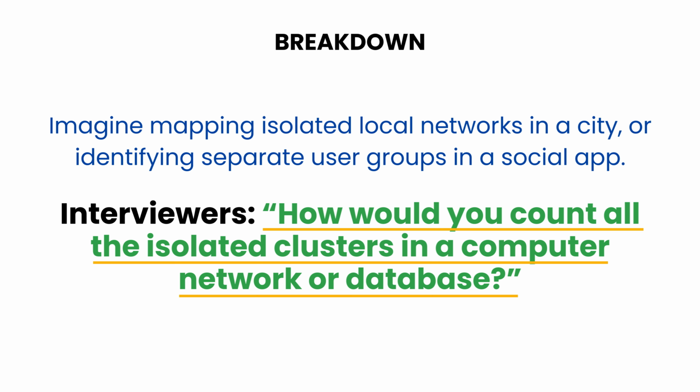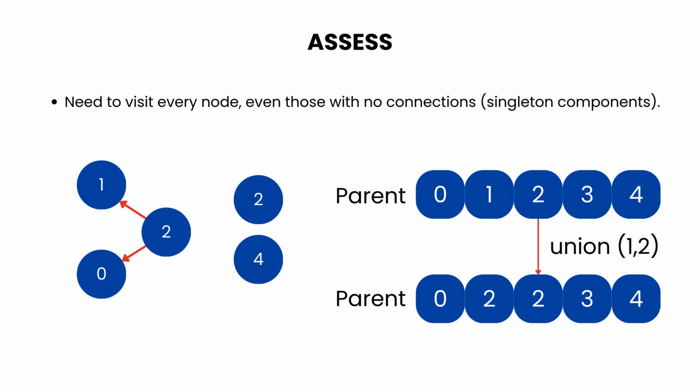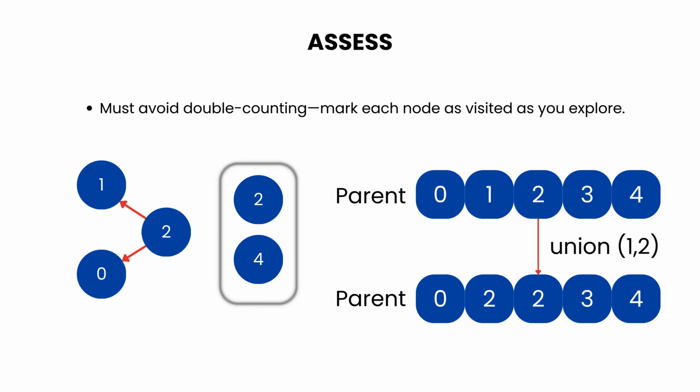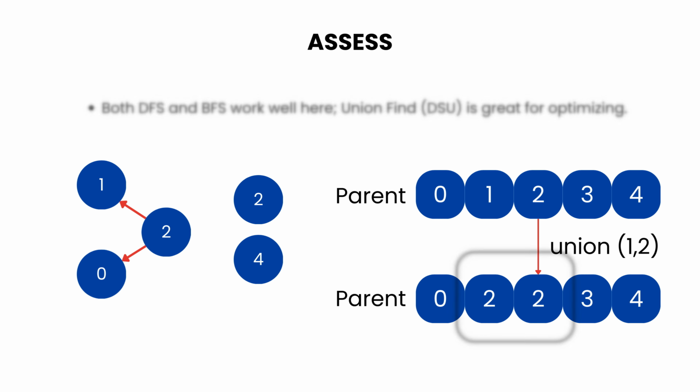What's tricky? You need to visit every node, even those with no connections, the singleton components. You must avoid double counting, so mark each node as visited as you explore. Both DFS and BFS work well here, and Union-Find, DSU, is great for optimizing.